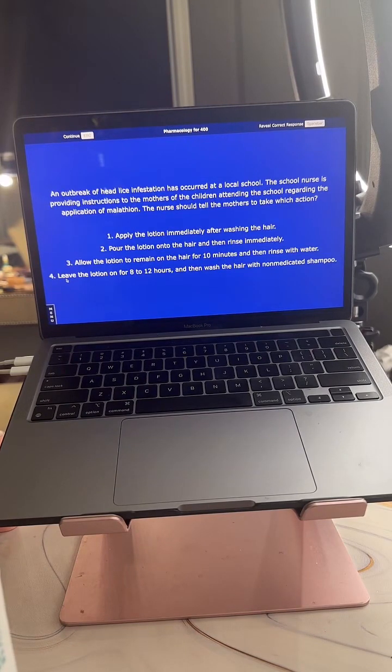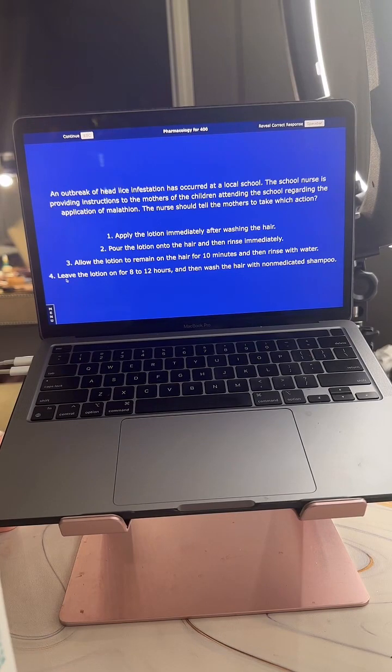Here's a little test taking strategy. Whenever you have any type of question, NCLEX or not, I always recommend reading the full thing one time, fully through, question and answer choices. Then when you finish reading all of that at least once, go back and read at least the last line so you can remind yourself of what the question's actually asking.